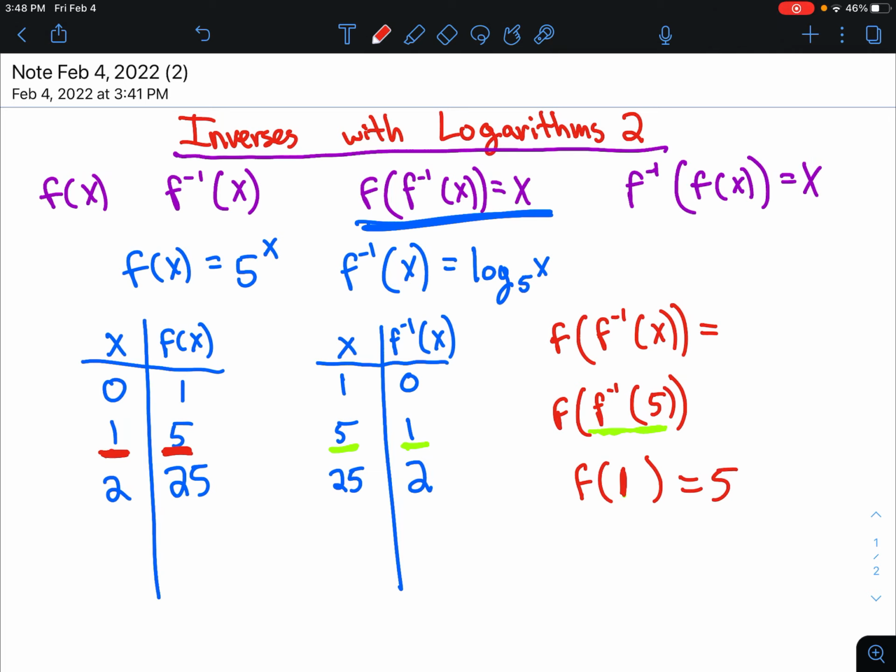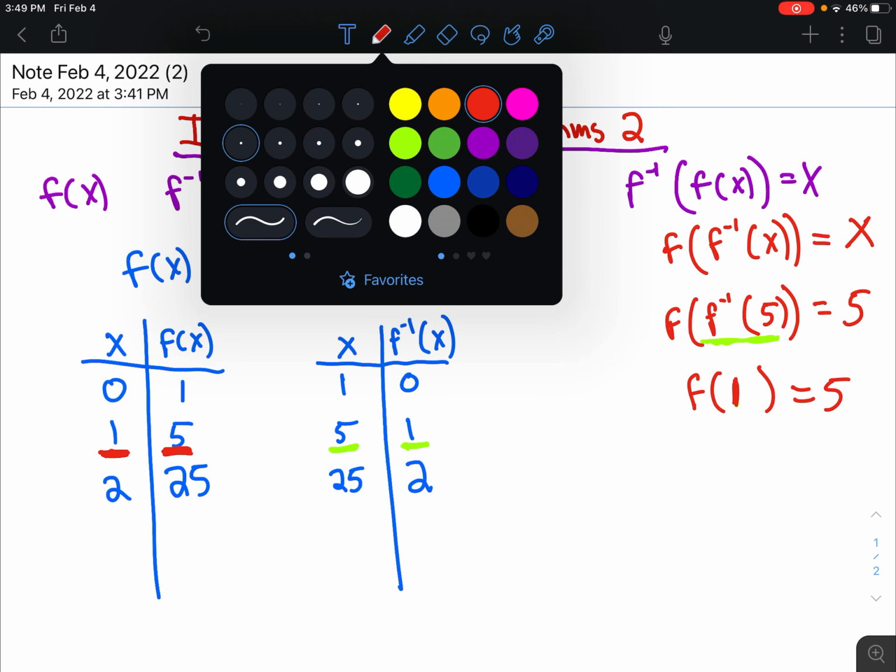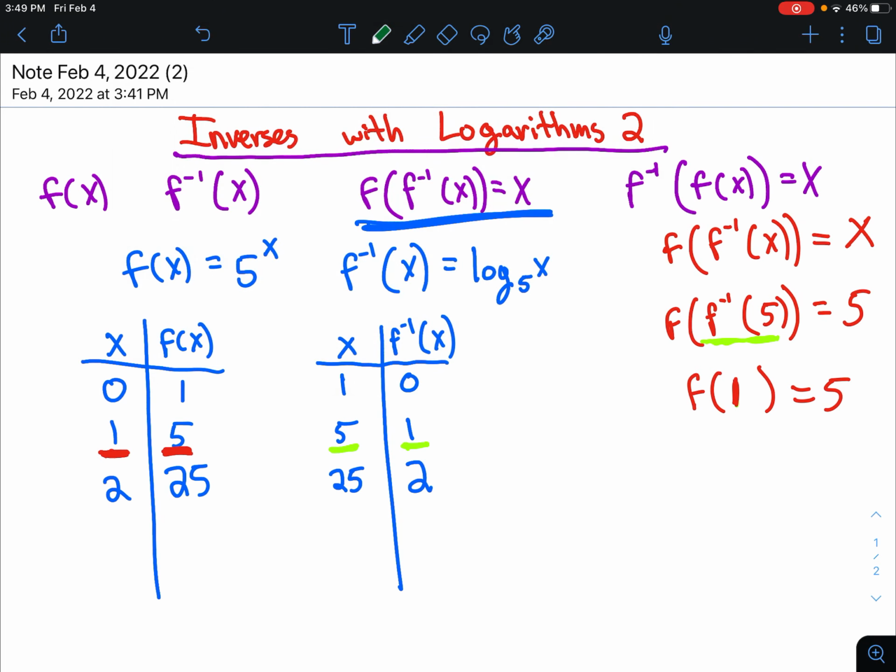So f of f inverse of x was equal to x, and if we take f of f inverse of 5, we get 5. We get exactly out whatever we put in. And that makes sense. We can look at this for the other type of example as well. So we had f of f inverse x. And let's do some green. We can also take f inverse of f of x. So let's try f inverse of f of 2 and see what happens.